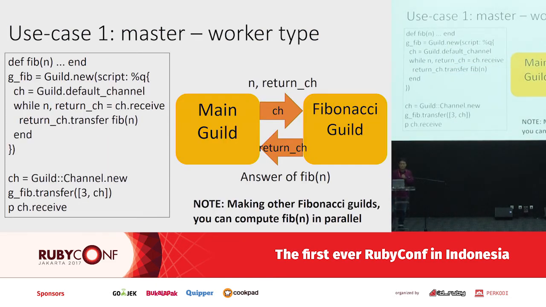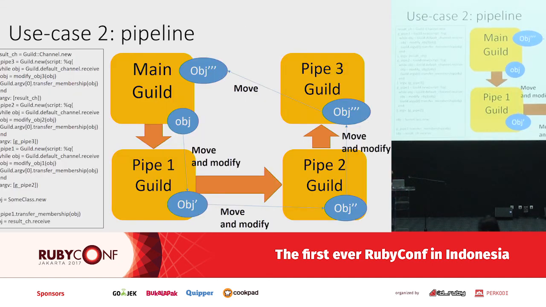Using guilds, we can make many programming models, like the master-worker type. We make some worker guilds, send a task, and wait for the result with the channel. Or we can implement the pipeline model using membership transfer.